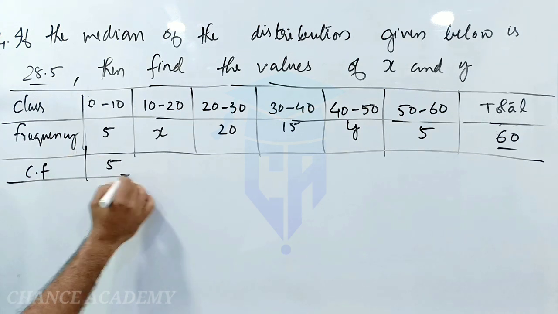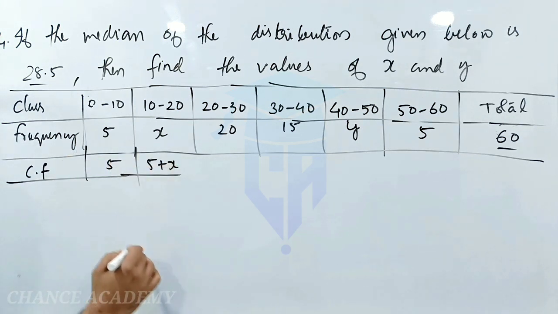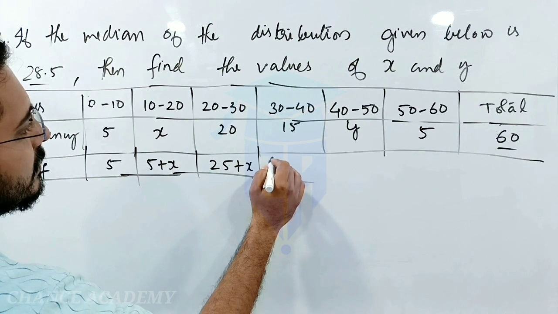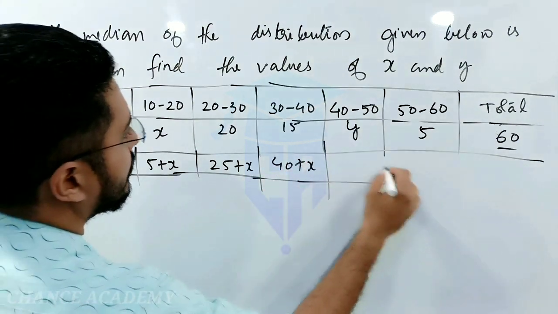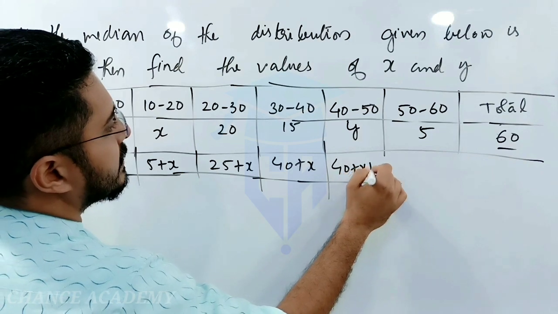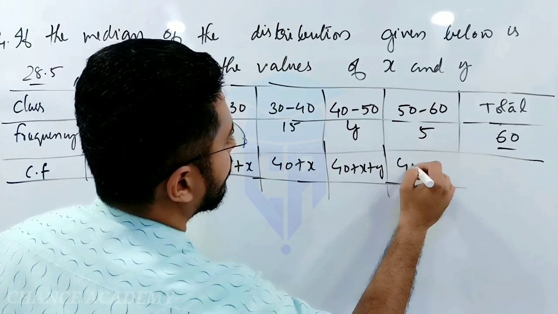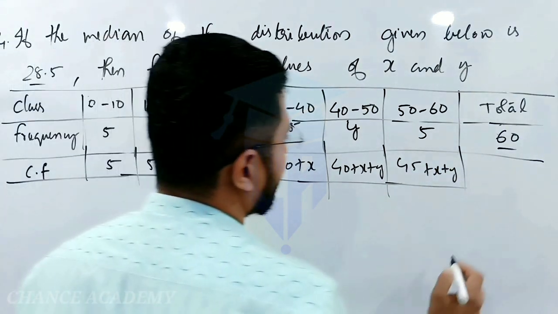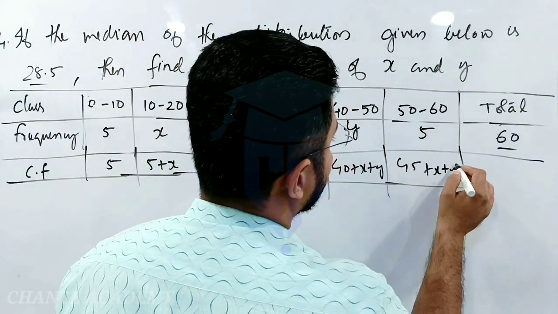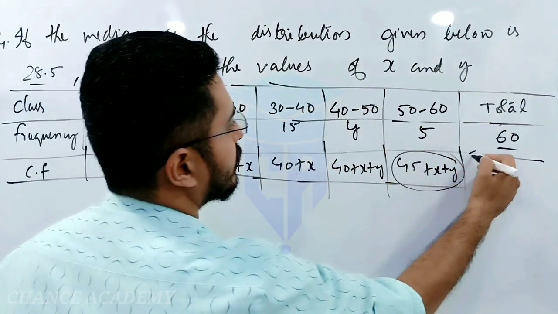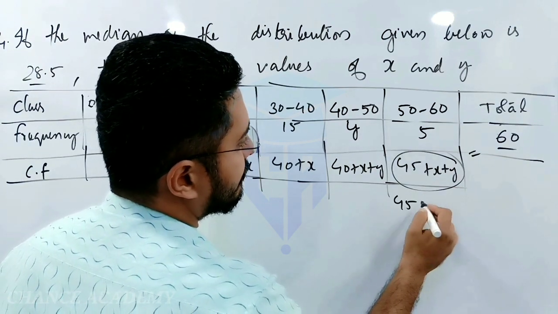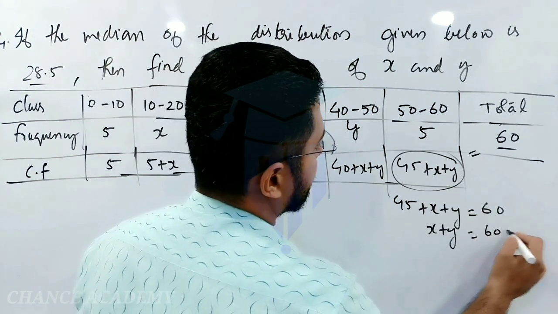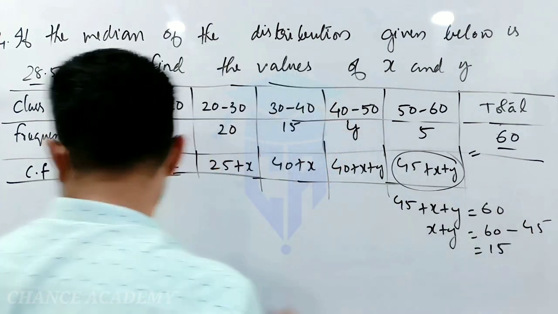So first class CF will be the same. For the next class, it will be 5 plus x. The next class, it will be 25 plus x. Here that will be 40 plus x. Reaching here, that will be 40 plus x plus y. Here that will be 45 plus x plus y. These are the CF, and finally the sum, 45 plus x plus y, will be equal to 60. We can conclude 45 plus x plus y is equal to 60. So x plus y will be equal to 60 minus 45. We'll be getting that as 15.